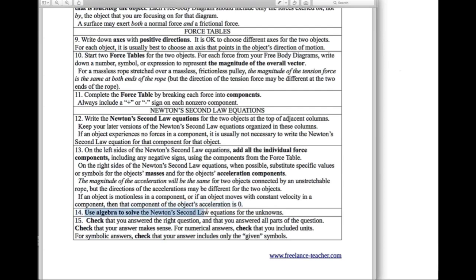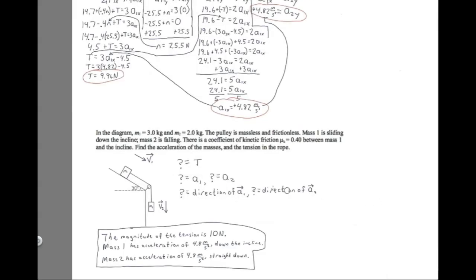So we completed this step. We want to make our checks on our answer: check that you answered the right question and that you answered all parts of the question. So the question was asking about the tension and the acceleration, and we answered that. Notice how important it is to answer all parts of the question. Some students might only figure out the acceleration and forget the tension, or some people might figure out the tension and forget the acceleration. So make sure that you've answered all parts of the question.